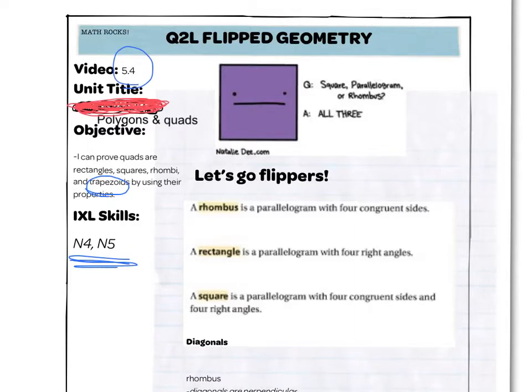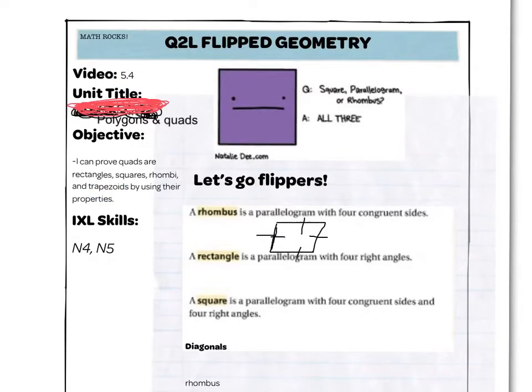So here we go with our first definition. A rhombus is a parallelogram with 4 congruent sides. So I'm going to draw a rhombus. And a rhombus, again, just has 4 congruent sides. A rectangle is going to be a parallelogram with 4 right angles. So if we think about what a rectangle is, it's got 4 right angles.